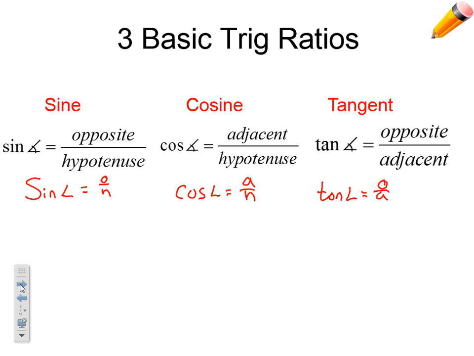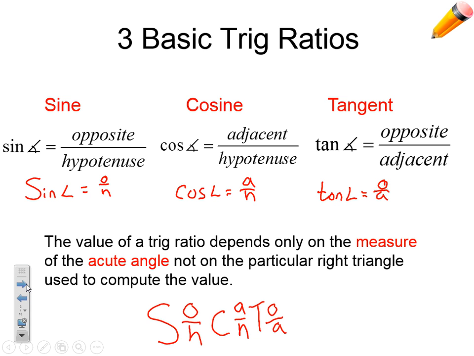equals O over A. Now, one way to remember this if you're getting stuck, I like to write it as SOHCAHTOA. So S-O over H, C-A over H, and T-O over A. SOHCAHTOA. And the value of a trig ratio depends only on the measure of the acute angle on a particular right triangle used to compute the value. So make sure you please get every single thing on this slide down.